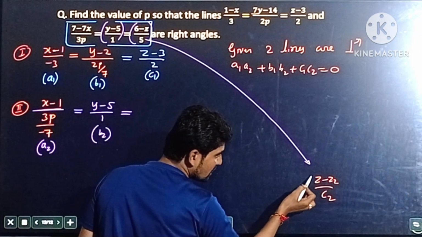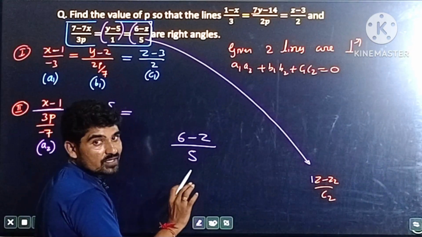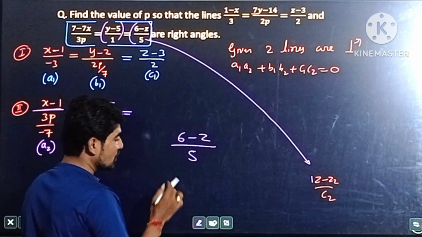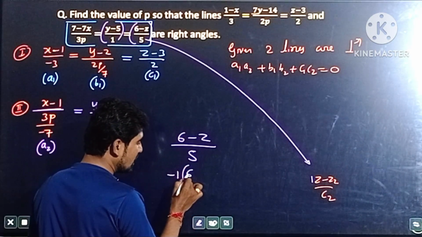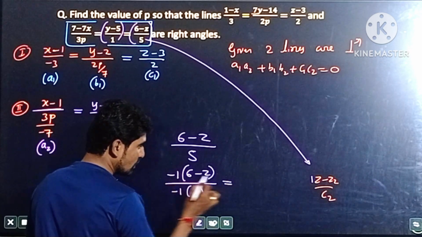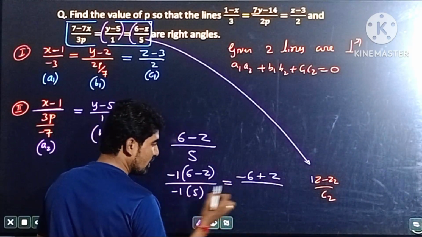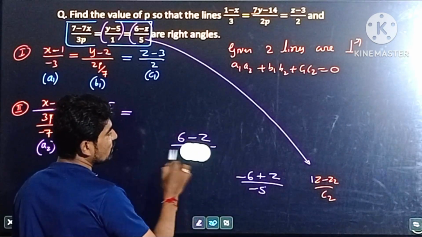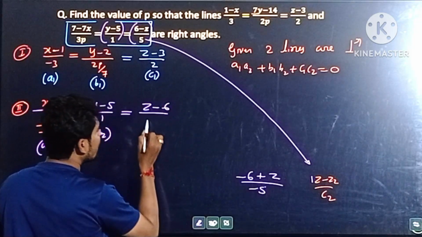So observe here, in the third term the coefficient of z is plus 1, but here minus 1. To make it same, multiply minus 1 to both numerator and denominator. So I am multiplying the numerator and denominator by minus 1. Minus 1 into 6 minus z divided by minus 1 into 5, which is equal to minus 6 plus z divided by minus 5. So therefore the third term minus 6 plus z can be written as z minus 6 divided by minus 5.